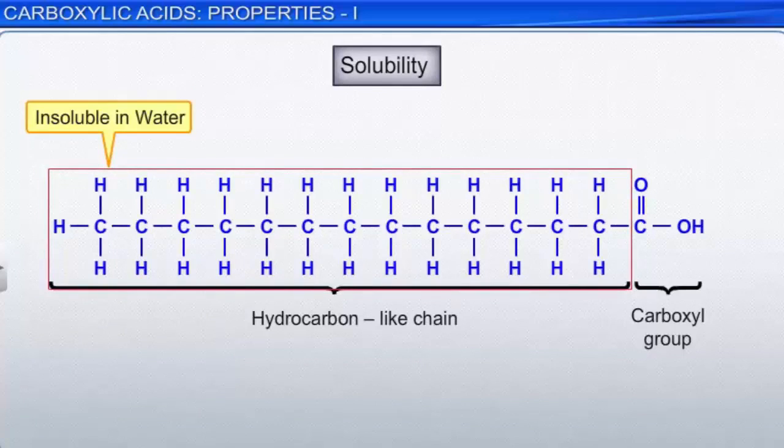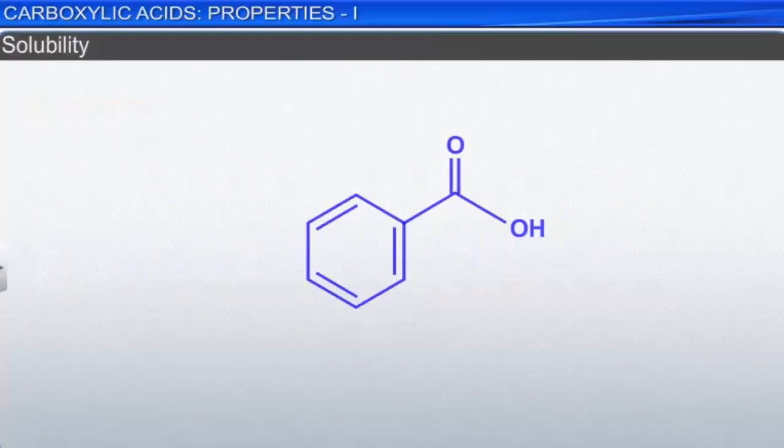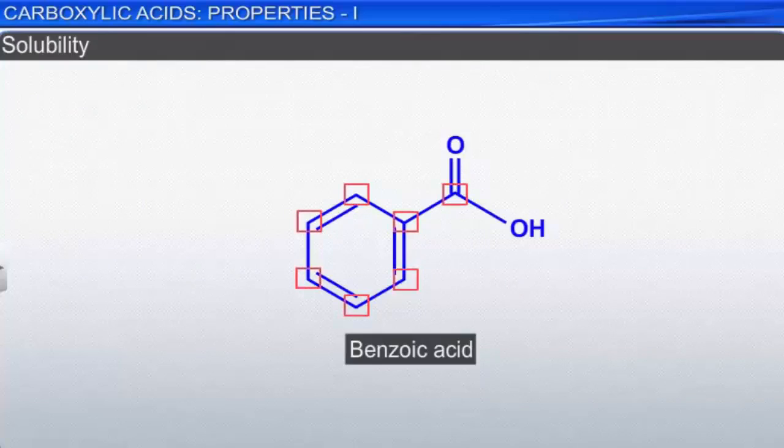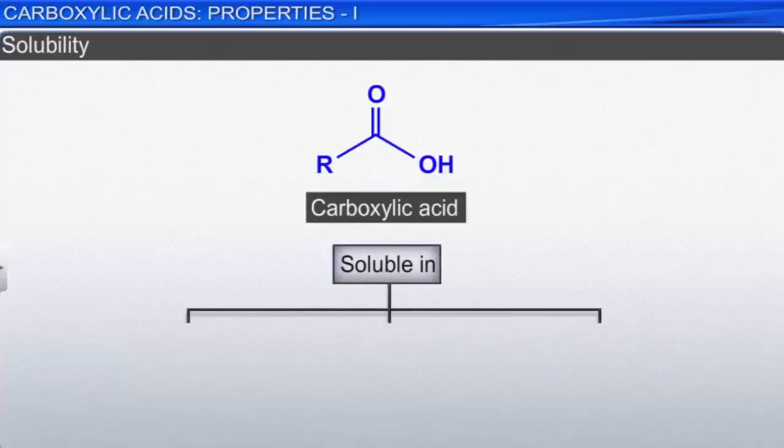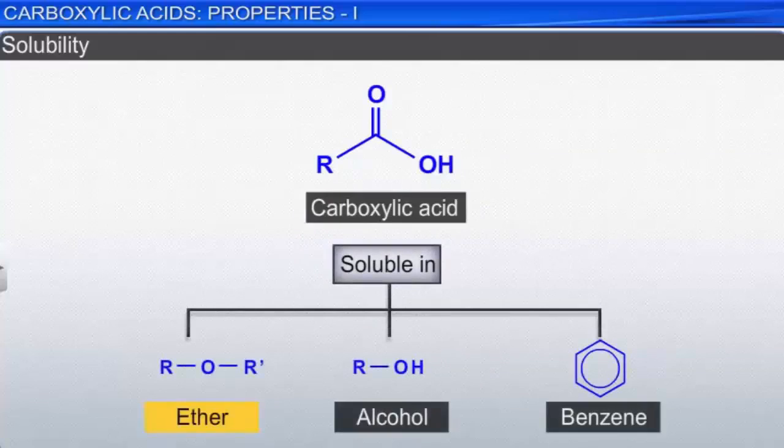The simplest aromatic acid, benzoic acid, contains too many carbon atoms to show any appreciable solubility in water. Carboxylic acids are soluble in less polar solvents like ether, alcohol, and benzene.